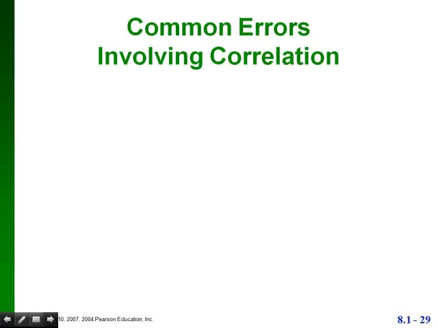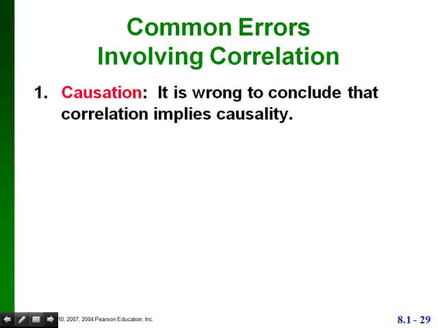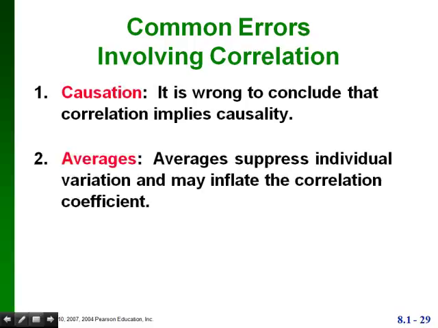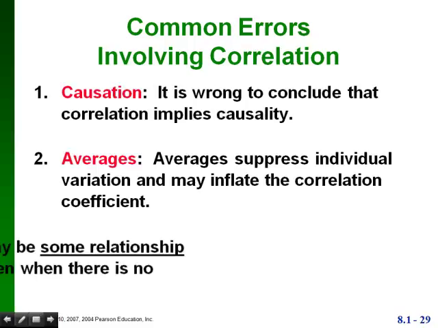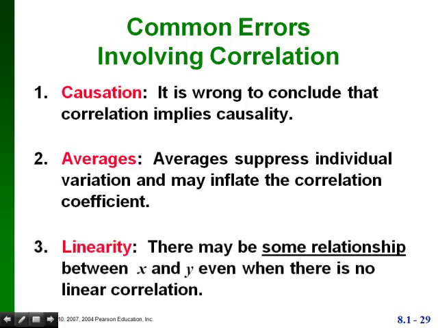Now, some common errors when we're talking about correlation. The biggest error is when people conclude that because there's a correlation, that means that one of the variables caused the other one. That's what they mean here when they say causality, that one variable actually causes the other. Another error is in using averages in your original data. Averages or means actually suppress individual variations, so it may give you an inflated correlation coefficient. And the third one we've already talked about. There can be some relationship between the x and the y, even if there's not a linear correlation. There can be some other type of relationship.